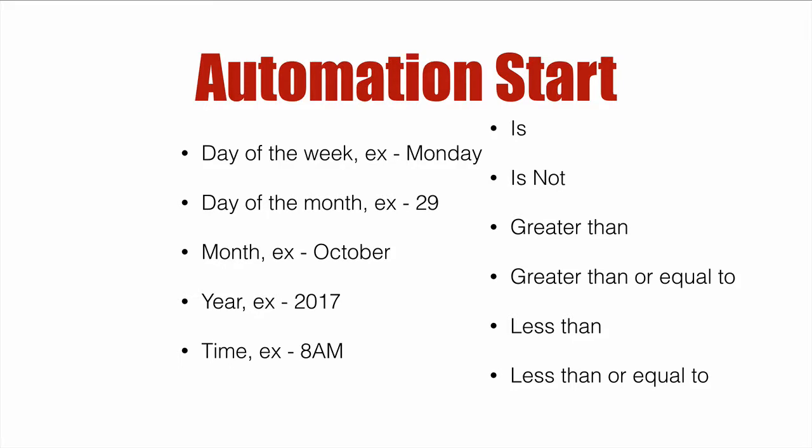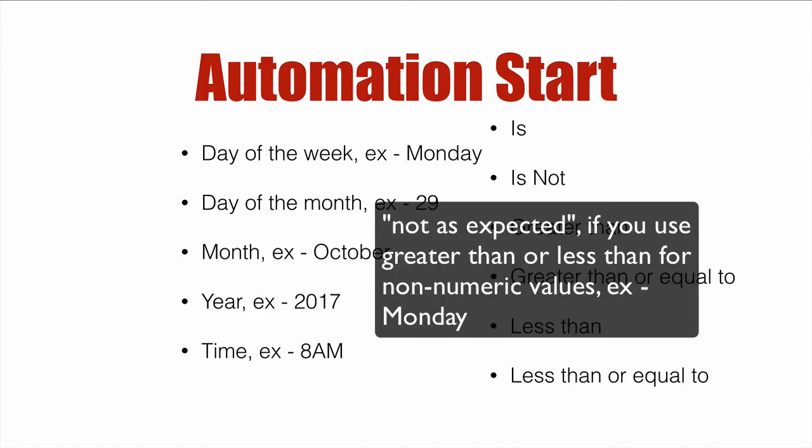So we can either key off of day of the week, day of the month, year, time. And then the conditionals are either is, is not, or greater than, less than. A recommendation is anything that's numeric, you can use any of those. So if it's day of the month, for instance, the 29th, or year, for example 2017, go ahead and use any of those conditions. If it's not numeric, for instance, day of the week is Monday, only use is or is not. The results you get might not be as expected.